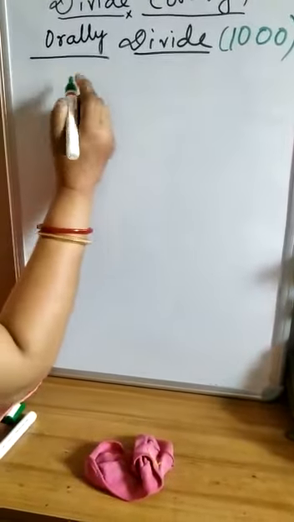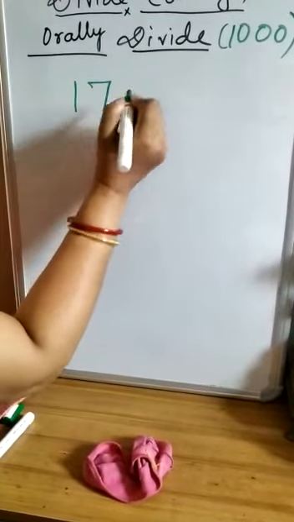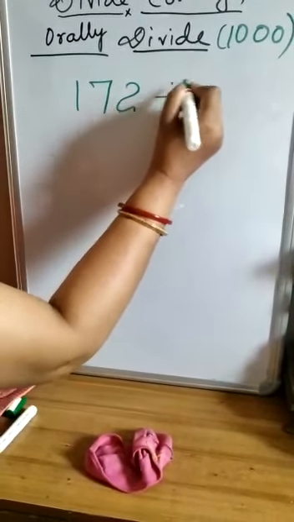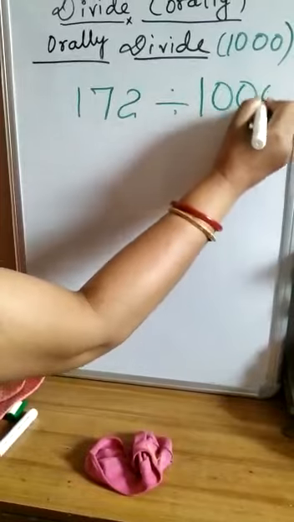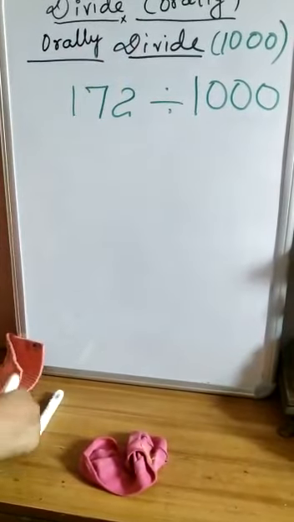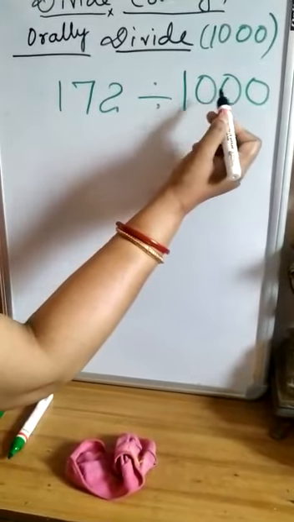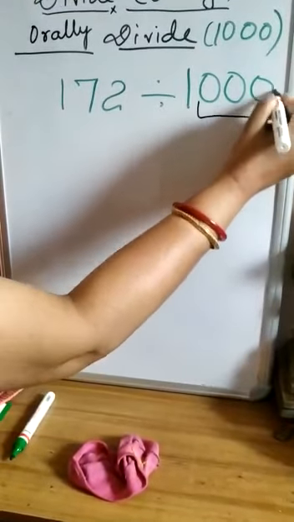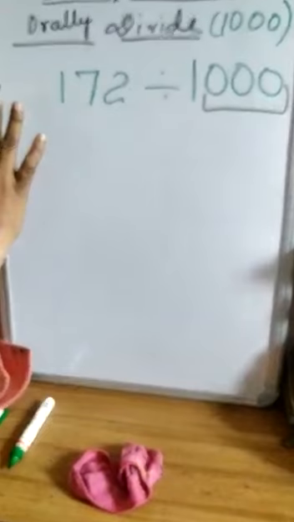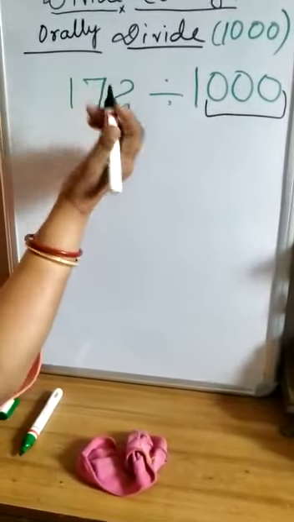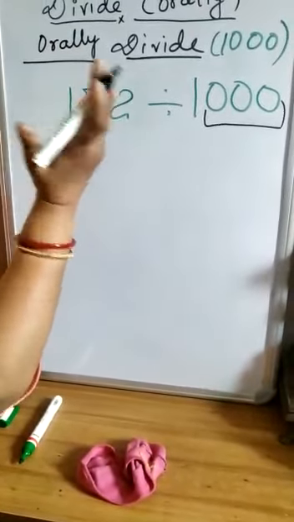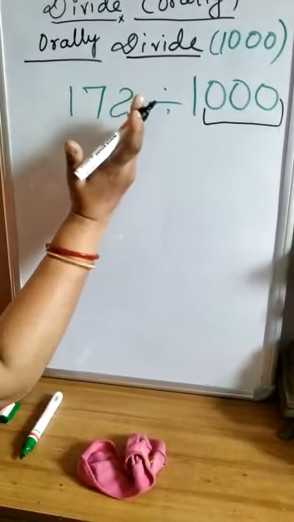Let us take another example. 172 divided by 1000. Here, when we are dividing by 1000, 1000 has 3 zeros. During the division, I will remove 3 digits from the right side of the number.